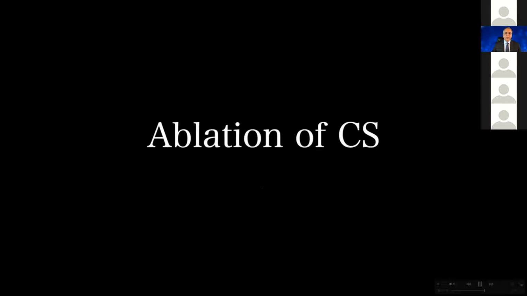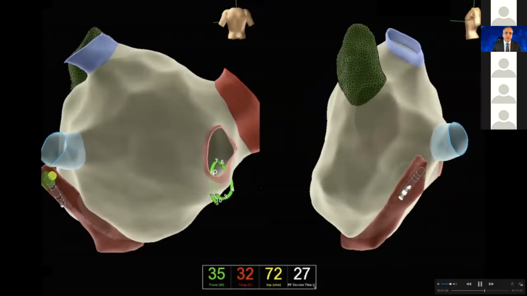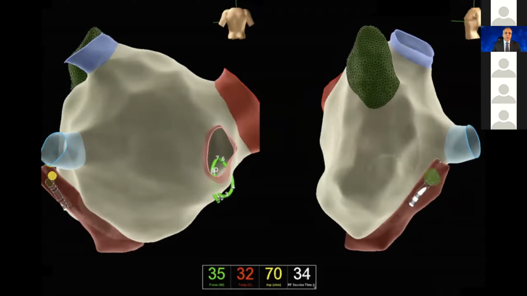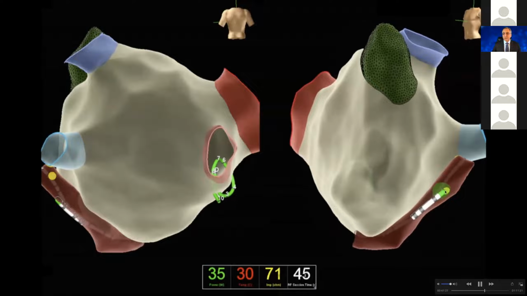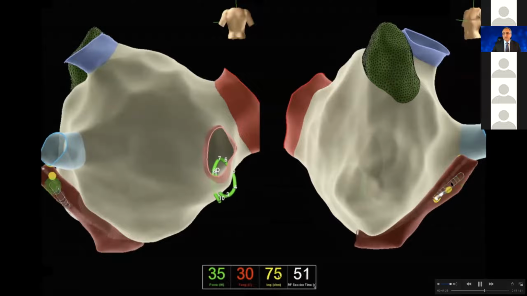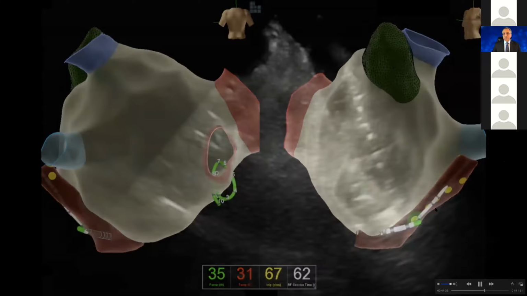without any voltage. In some cases you may need to do ablation of the coronary sinus. Here, I usually don't go above 35 or 40 inside the coronary sinus. This is for persistent AF, of course. And here you can appreciate that the catheter is coming from the distal part of the coronary sinus.